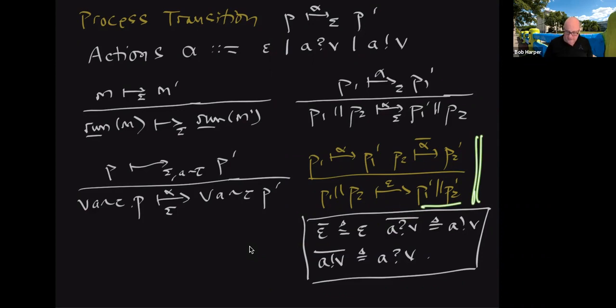Now, everything else that's written here just says, if P1 can take an action alpha, then the fact that P2 is hanging around is immaterial. The parallel composition of them can take the corresponding action and transition, because P1 couldn't care less. I don't mind you watching me take any of these actions. If you're watching, I don't care.